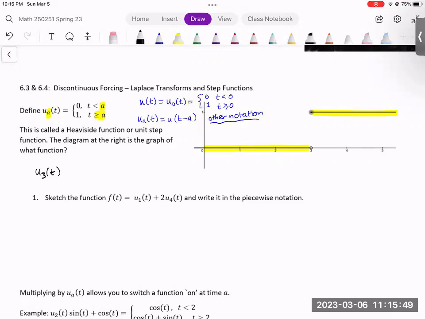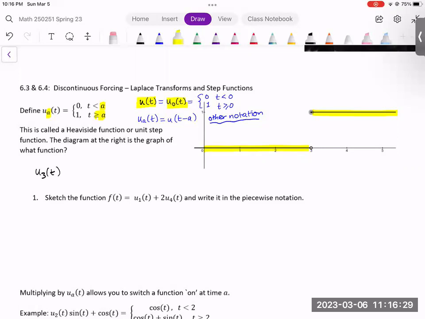The way we would write this is u_3 of t. There's another common notation, in which the step up happens at time 0, and we call the function with nothing written on it u of t. Anytime you see u of t, this means u_0 of t, so the switch happens at time 0. It's also common to think of shifting this function right and left. If we want the switch to happen at time a, we just change the inside to t minus a.